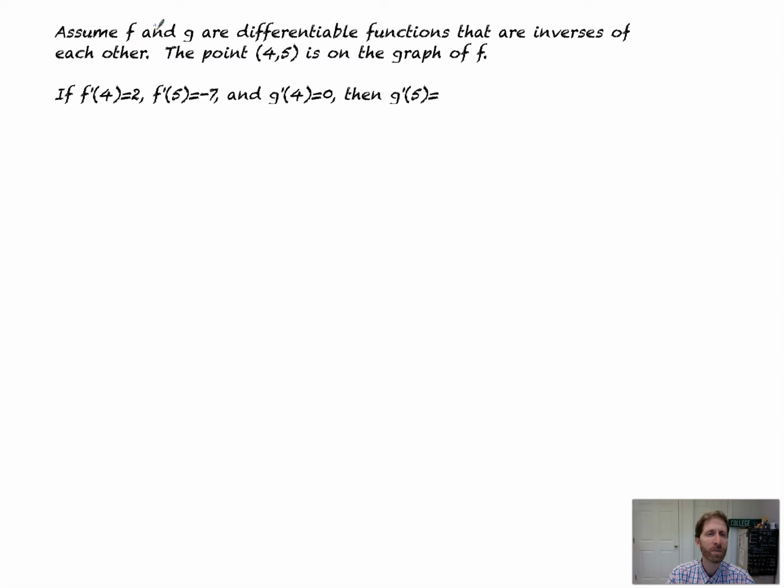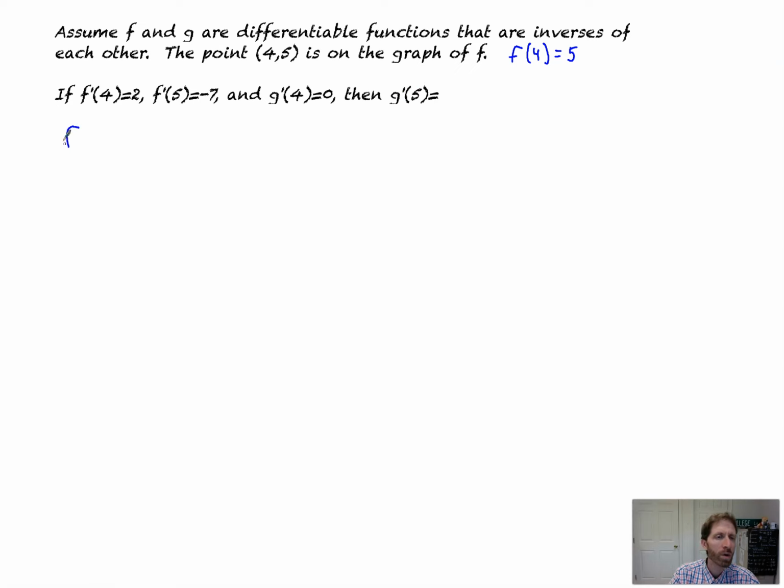Let's do this. Assume f and g are differentiable functions that are inverses of each other. The point (4, 5) is on the graph of f. Well, that means that f of 4 is equal to 5. Okay, we're given all this information. f prime of 4 is 2, f prime of 5 is negative 7, g prime of 4 is 0, then g prime of 5 equals. So we want to know the derivative of g at 5.